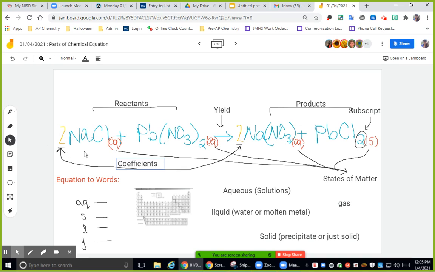So this means now that I have 2 sodiums and 2 chlorines, just like the subscripts went for whatever was in front of it, okay?